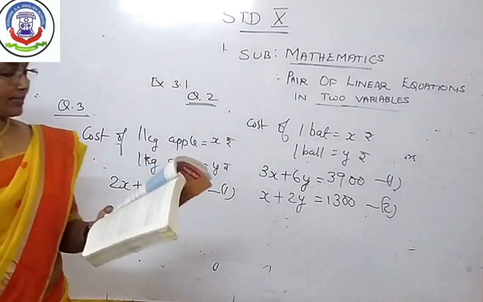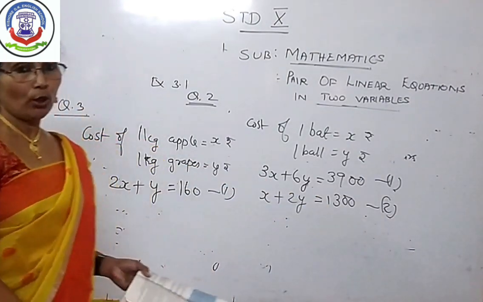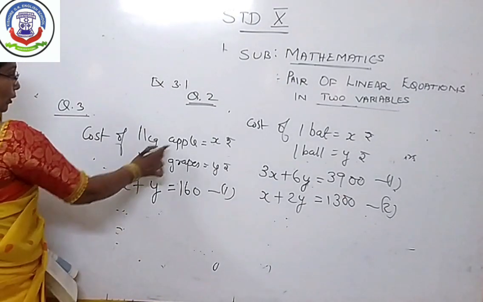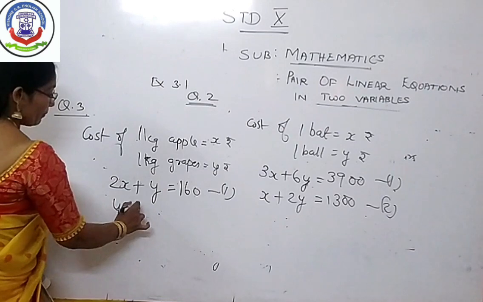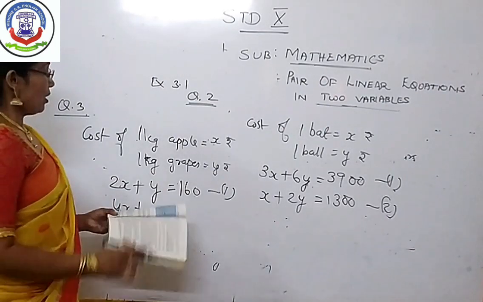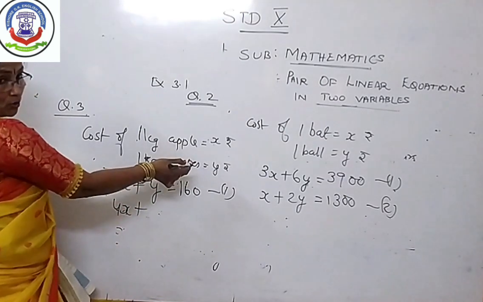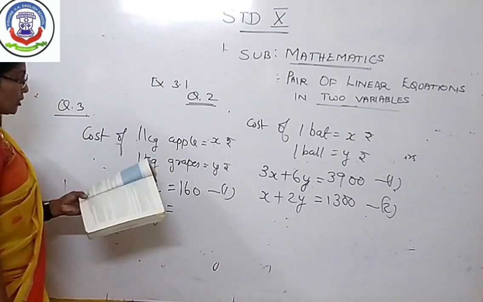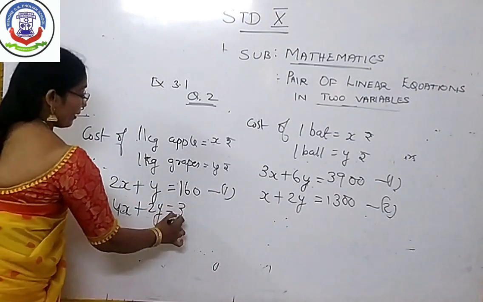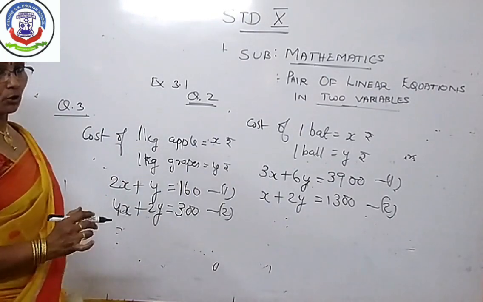Got it? Second one is the cost of 4 kilogram apples and 2 kilogram grapes. 1 kilogram apple is x rupees, so 4 kilogram apples means 4x, plus how many kilograms of grapes? 1 kilogram grapes is y, therefore 2 kilogram grapes will be 2y, is equal to, it is given, 300. Both equations you got it now.